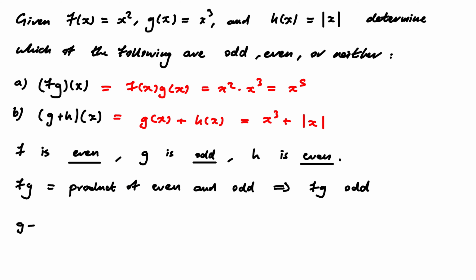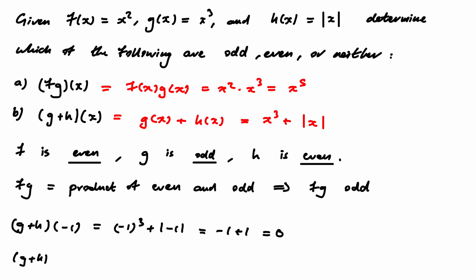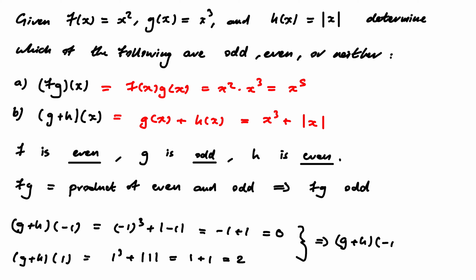So let's do it at -1 and see what happens. At -1, it's -1 cubed plus the absolute value of -1. That's -1 plus 1, which is equal to 0. But the sum at 1 is 1 cubed plus the absolute value of 1. That's 1 plus 1, which is equal to 2. Taken together, this tells you that g plus h at -1 is not equal to plus or minus the value at 1.